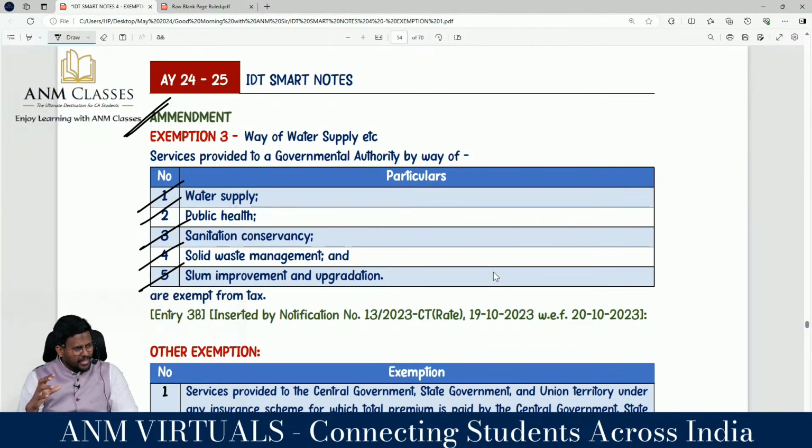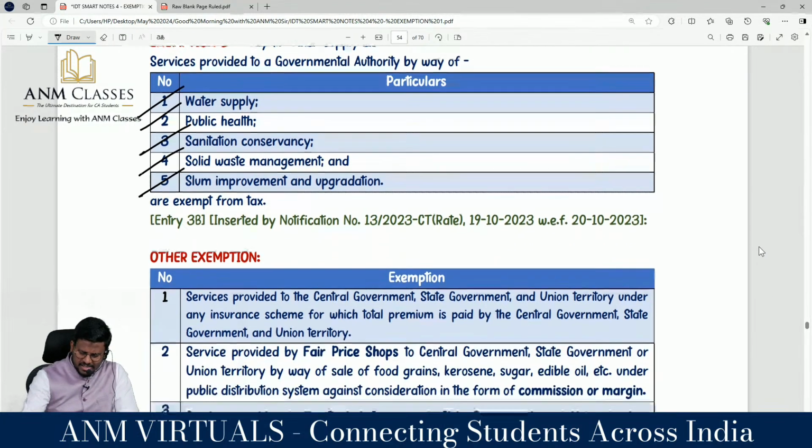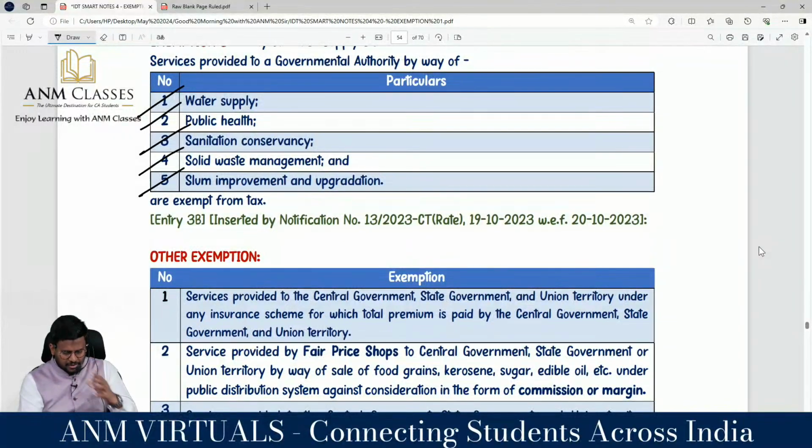A service provided to a governmental authority by way of water supply, public health, sanitation conservancy, solid waste management and slum improvement and upgradation are exempt from GST.